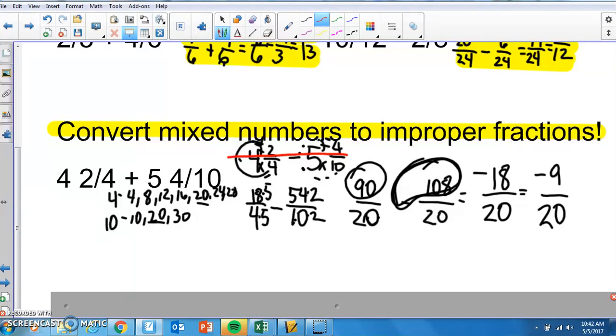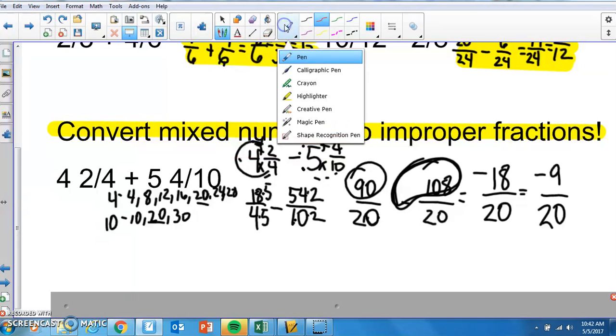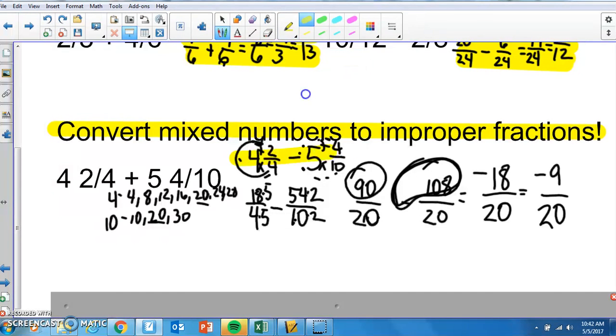Didn't mean to do that. And let's just highlight it. Highlight this example here, so that you have the example of adding and subtracting with mixed numbers.